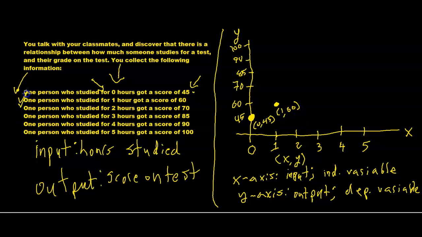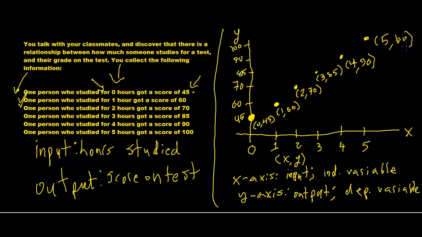Let's look at our third data point, someone who studied for 2 hours and got a score of 70. So we look at our x-axis and find the 2. Then we go up to our output, which was 70, and here's our third data point, described by the ordered pair 2, comma 70. So I'm just going to go through and fill out the rest. We have 3, comma 85. We have 4, comma 90. And finally, our last data point is 5, comma 100.